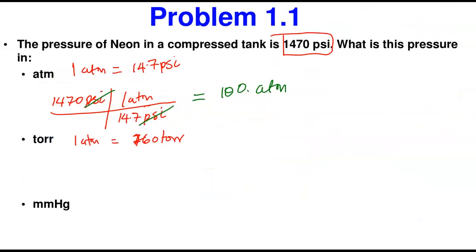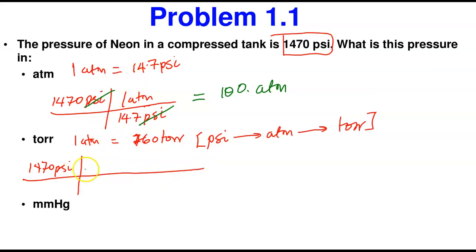So now I want to convert it to torr, and I have it in psi. So what I'm simply going to do, look at my scheme. I'm going to take it from psi, convert it first to atm, and from atm I'm now going to convert it to torr. So it's going to be a 2-step conversion. Let me start now. I'm going to repeat what I did first. So I'm going to start with 1470 psi.